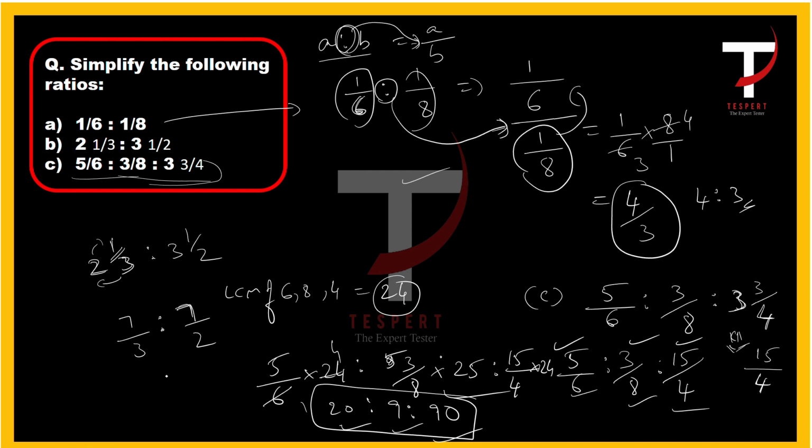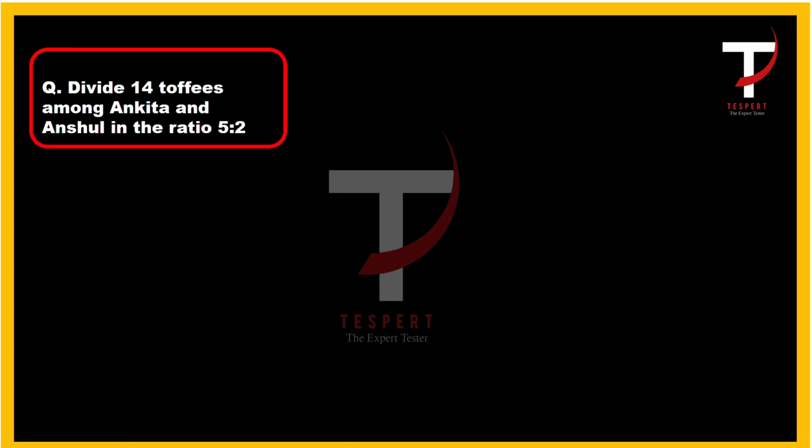So whenever you find more than two ratios, you can just take the LCM of the denominators, and that LCM must be multiplied with each and every ratio so that you get a simplified ratio. So this is how you calculate the ratios, right? Different types of ratios. You simplify the ratios. So try to solve this. Pause the video.